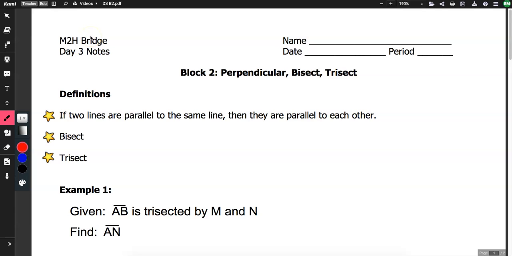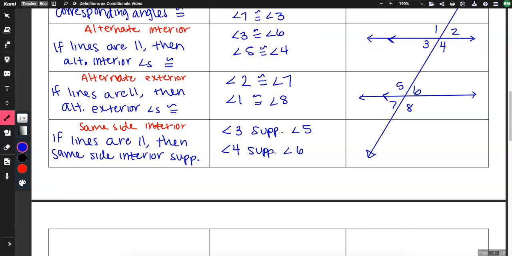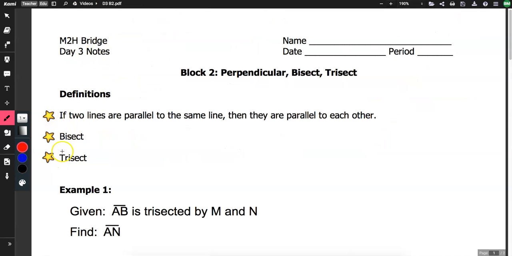All right, so we're on day 3, block 2, perpendicular, bisect, and trisect. So you will need your definition sheet, your definition statement list. I forget what we called it exactly. It looks like this. Make sure you have that out, or you're writing it down on paper, whatever works for you, so you have a lot of our definitions in one place. We have 3 things we're going to add to that sheet. Let's talk about them first.